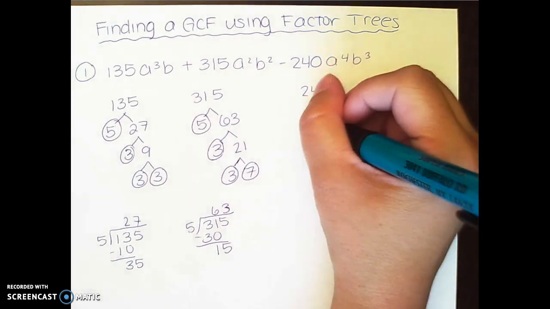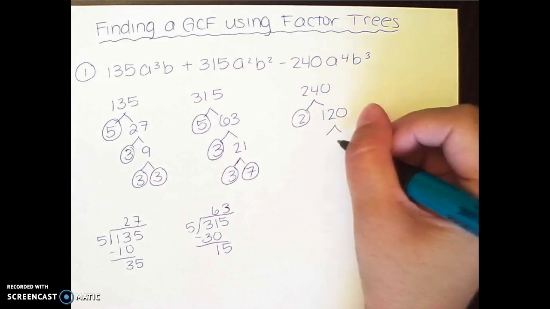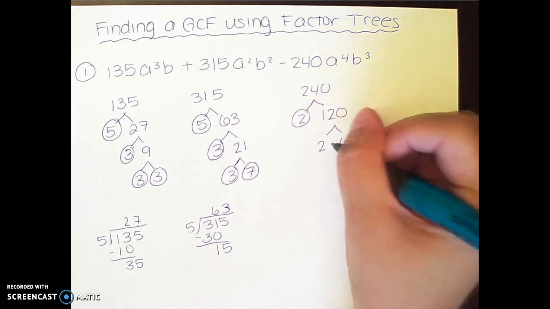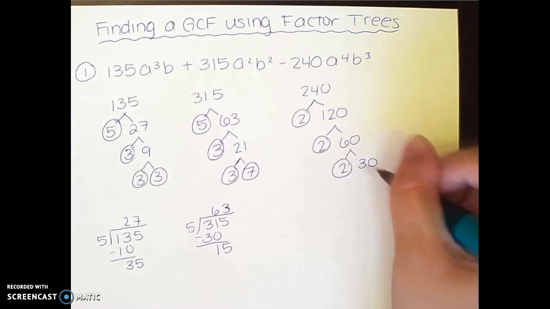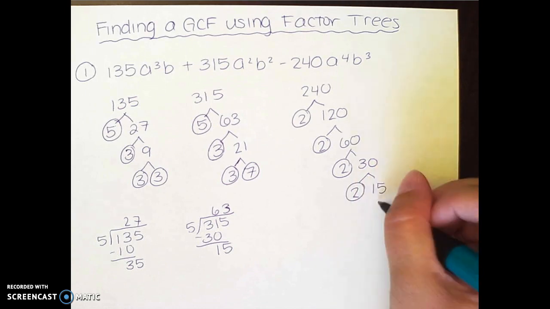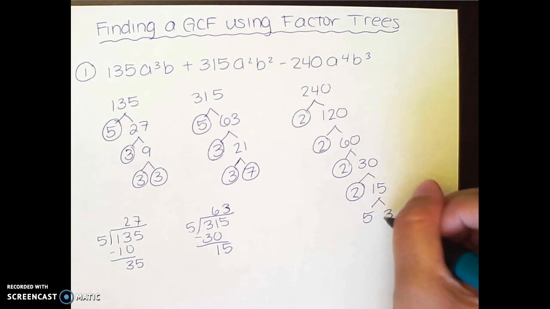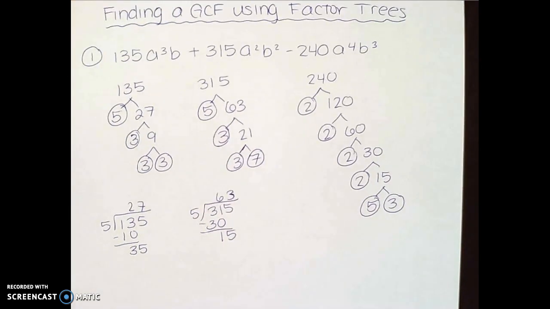This is even, so I'm going to start by factoring out a 2, which is prime. Still even. Still even. Five times 3 is 15. Alright, so I've got my prime factorization for each of these numbers.